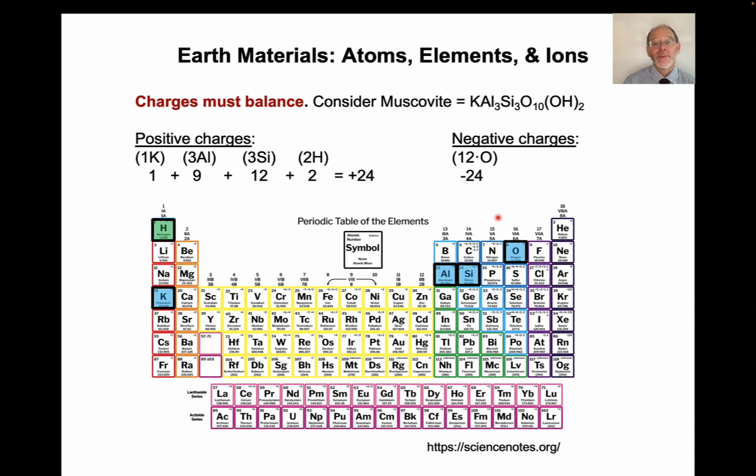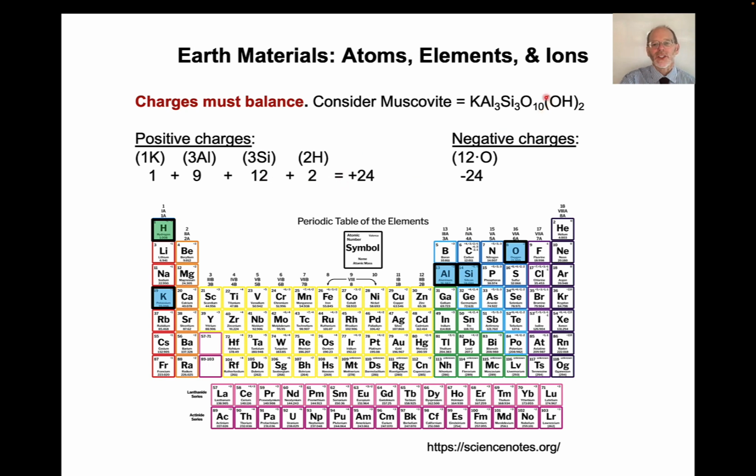So again, the charges have to balance. Let's take a really complicated mineral like muscovite, potassium aluminum silicate with some hydroxyl associated with it. If we look at all the cations, so this is potassium, aluminum, silicon, and hydrogen. Hydrogen and potassium both have a charge of +1, so 1 potassium is 1, 2 hydrogens is 2. Aluminum sitting over here, column 3, has a charge of +3, so 3 aluminums, charge of +9. Silicon, column 4, always +4, so 3 silicons, a charge of +12. We add all this together and we get a charge of +24.